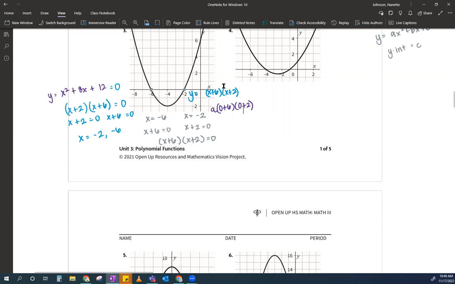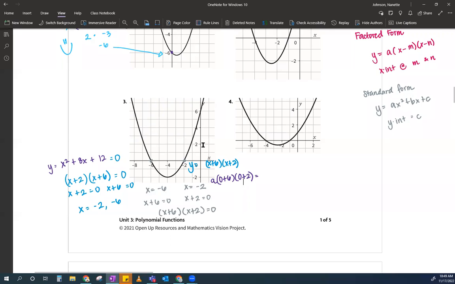Now, if you look, all I did is I plugged in 0, and I'm trying to get out 6. Okay. So 0 plus 6 is 6, times 2, times A equals 6. Well, that's 12A equals 6, divided by 12, divided by 12. A equals 1/2. So this 1/2 right here goes right here.